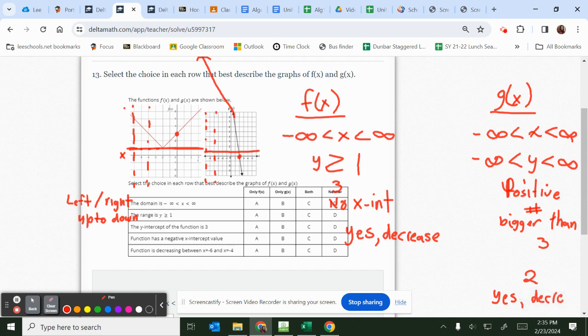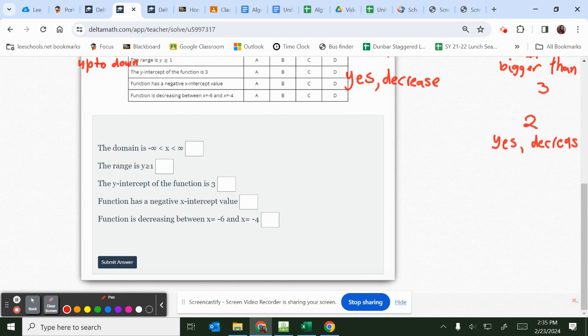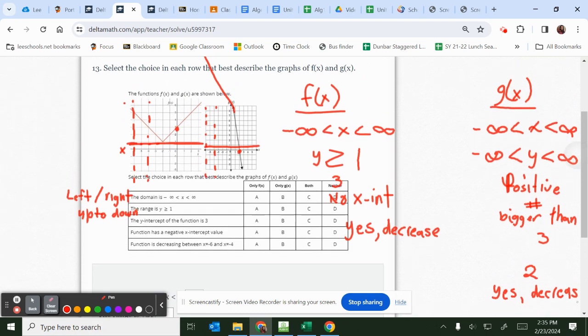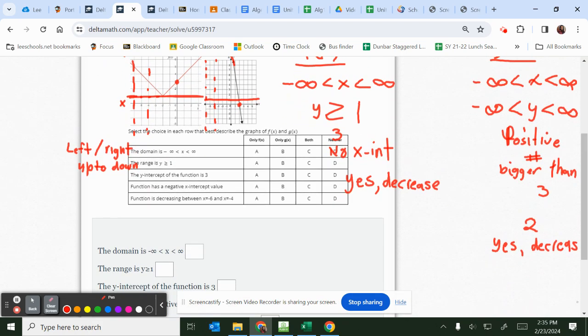Now I'm going to select the answers. The domain is negative infinity to positive infinity. Both of them work for that, so this would be C. Then the next option, the range is y is greater than or equal to 1. Only f of x was, so that's only A. The y-intercept was 3 for f of x, but for g of x it was bigger than 3, so it was only f of x. So that's A.